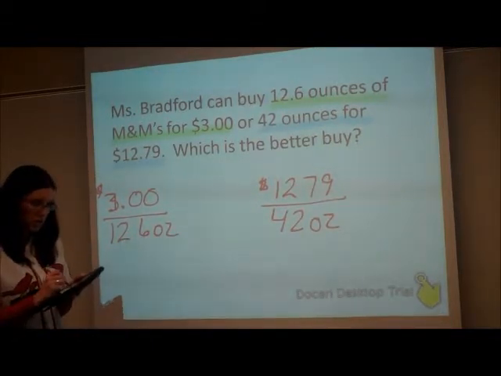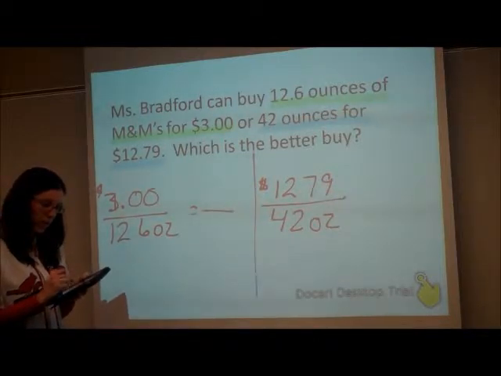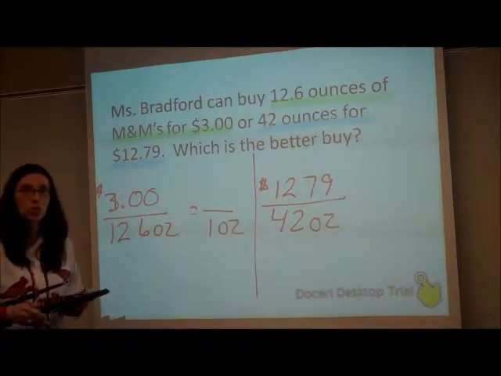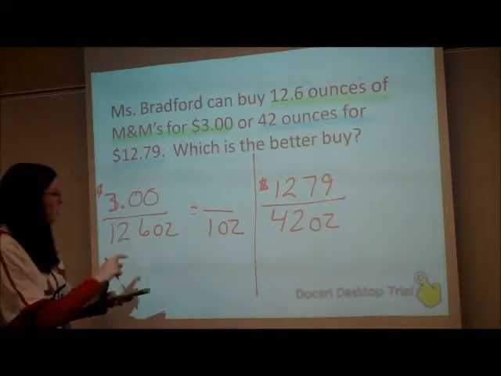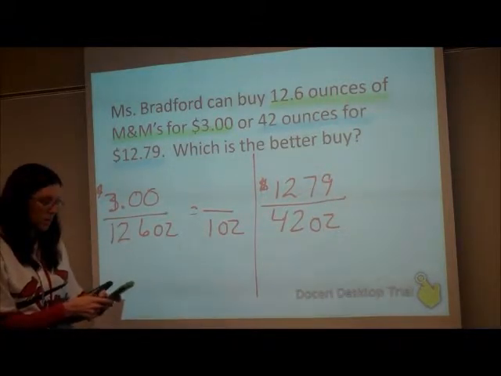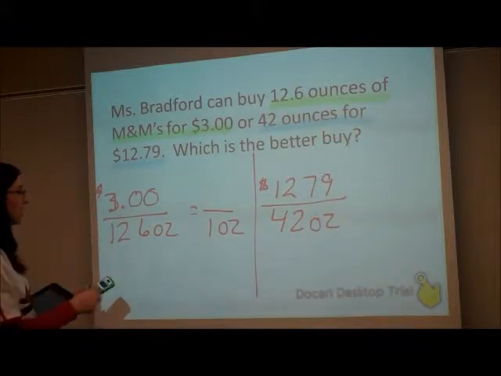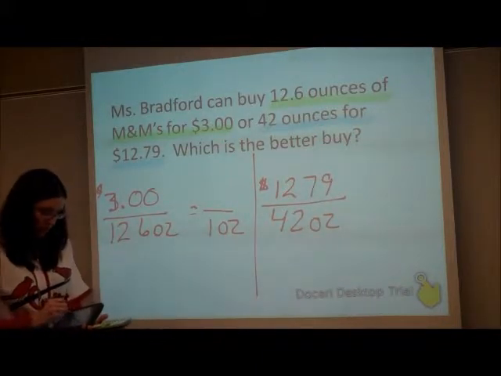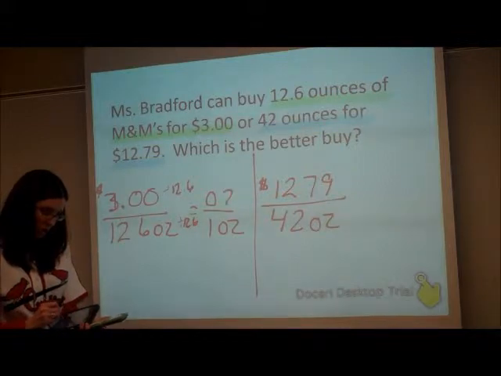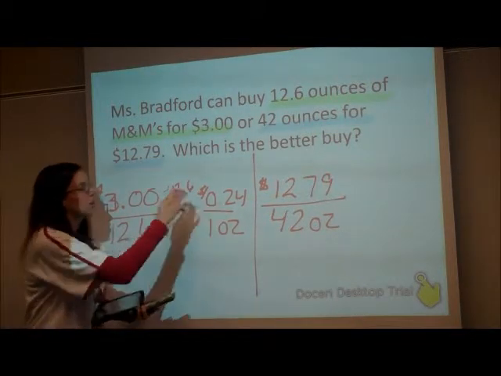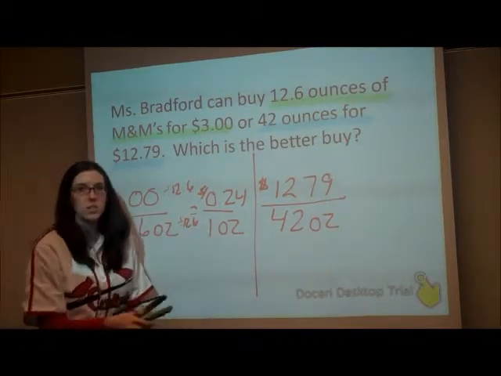Now, I need to find the unit rate for each of these. So for this one, I'm trying to find out how much does 1 ounce cost. So I need to take that $3 and divide it amongst the 12 6/10 ounces. So I'm dividing both of these by 12 6/10, and I get 0.24. So of my smaller bag, it costs about 1/4 for 1 ounce.